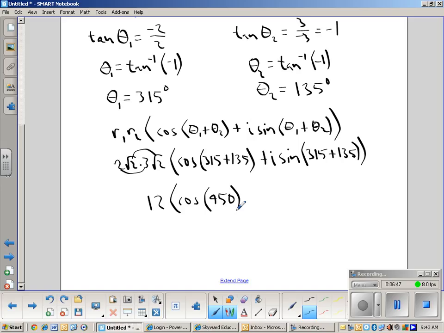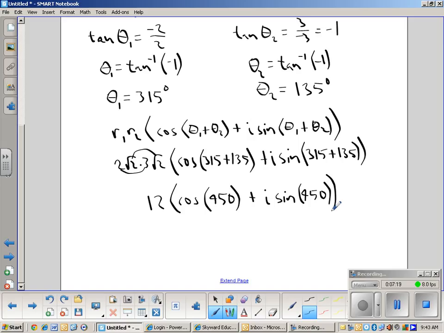No, they want it in polar form. Okay? Plus i sine 450. If you simplify like you were saying, then we go back to rectangular form. That's not what we... Oh, wait a minute. That is how they did it. Sorry.